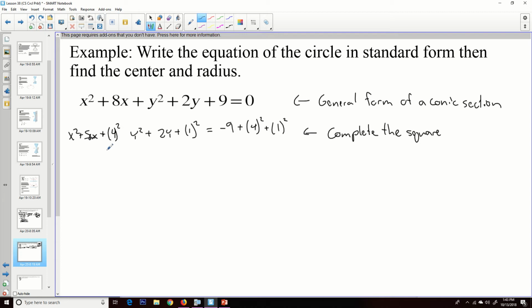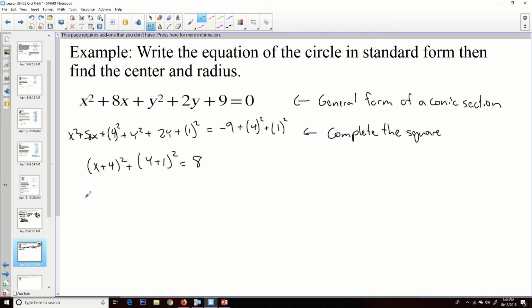So now I have 2 perfect squares on both sides. This first perfect square is x plus 4 quantity squared. This second perfect square has to be y plus 1 quantity squared. And then I've got 9 plus 16. 9 plus 16 is 7. 7 plus 1 is 8. So I have 8 there.